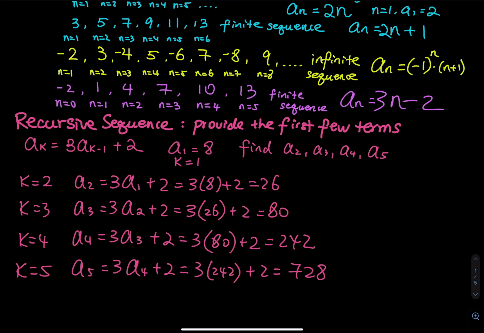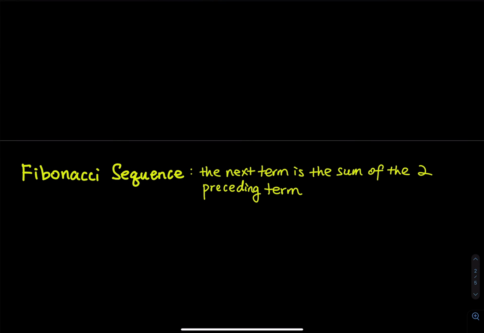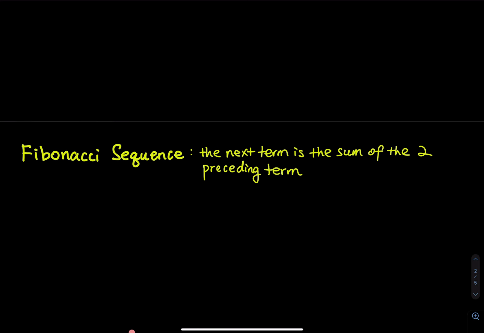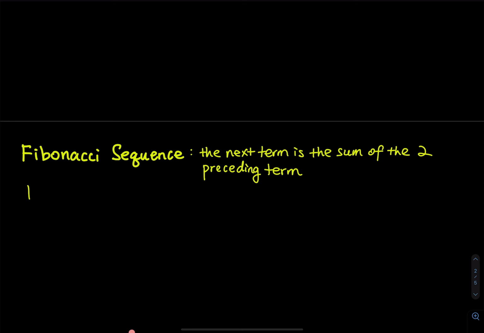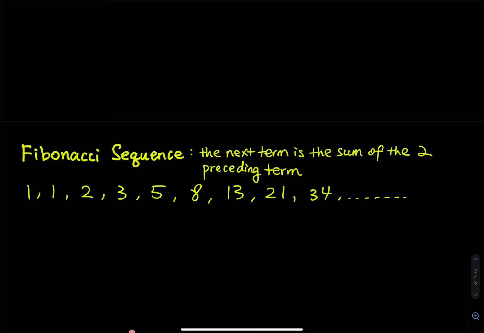All right, so moving on, we have a very famous sequence called the Fibonacci sequence. In the Fibonacci sequence, the next term is the sum of the 2 preceding terms. So here is an example. Let's say we have 1, 1. And then what about the next term? The next term is the sum of the 2 preceding terms, which is 2, and then 1 plus 2 is 3, 2 plus 3 is 5, 3 plus 5 is 8, 5 plus 8 is 13, 8 plus 13 is 21, and then 13 plus 21 is 34, so on and so forth. So this is a Fibonacci sequence.